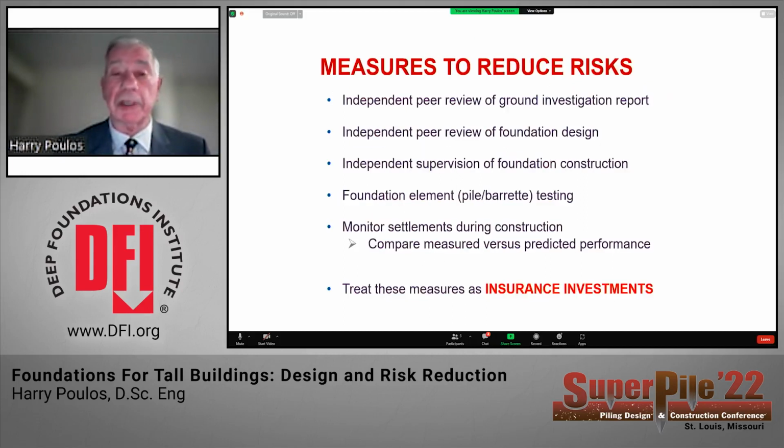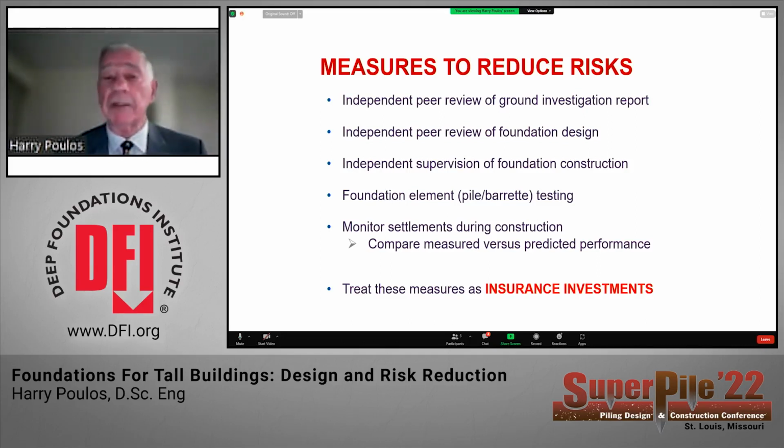Now, some of the measures that I think we can take to reduce those risks, importantly, I think independent peer review of the ground investigation report needs to be done so that it makes sense not only to the people that did it, but also to people that review it independently.